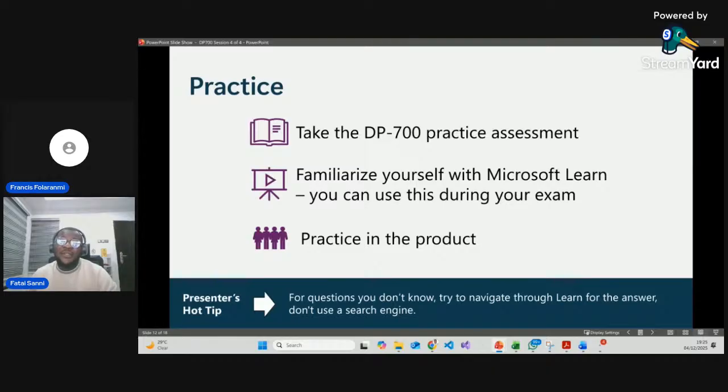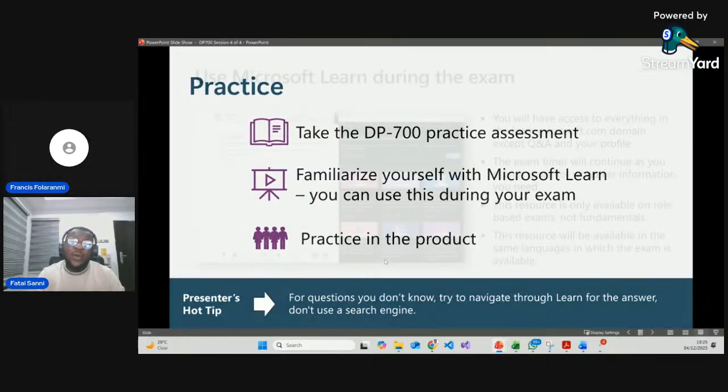It's available for you to use, but if you're not very conversant with Microsoft Learn, or you've not familiarized yourself with where the particular information you're looking for is on Microsoft Learn, or you're not mindful of time, this may even work against you rather than in your favor.